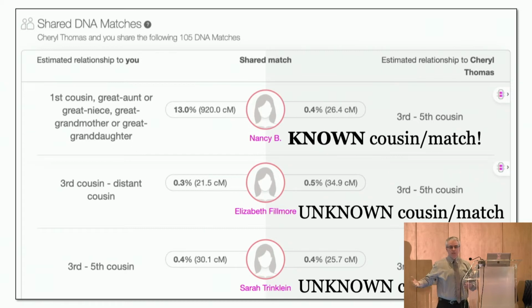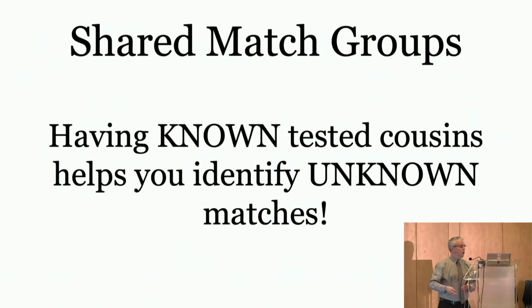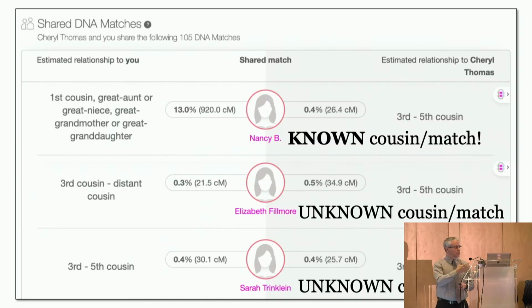And the more of these individuals you have, the more they're going to show up in these groups. So having known tested cousins is going to help you identify these unknown matches like Cheryl Thomas as they come in. And I mentioned this briefly yesterday, but now what I would do with Cheryl Thomas, I don't know what our exact relationship is yet. But at least I've narrowed it down to a particular line. And that particular line is whatever line I share with this known match, Nancy B.